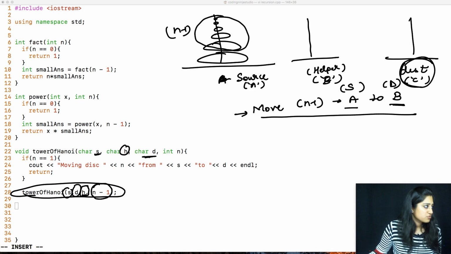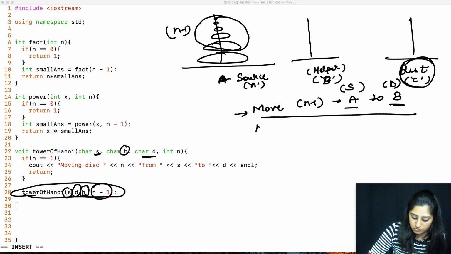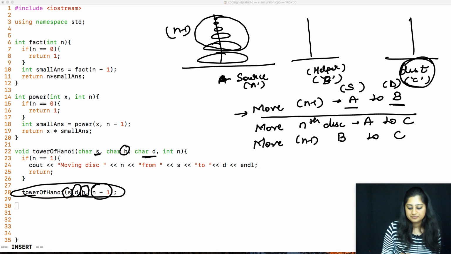So Suman is asking, why are we using the destination as helper? See, again I said, the whole step that we are going to follow is: move first n minus 1 disks from A to B, move the nth disk from A to C directly, and then move n minus 1 disks from B to C. Now why are we following this step? Because we have to transfer all the disks from A to C as it is.